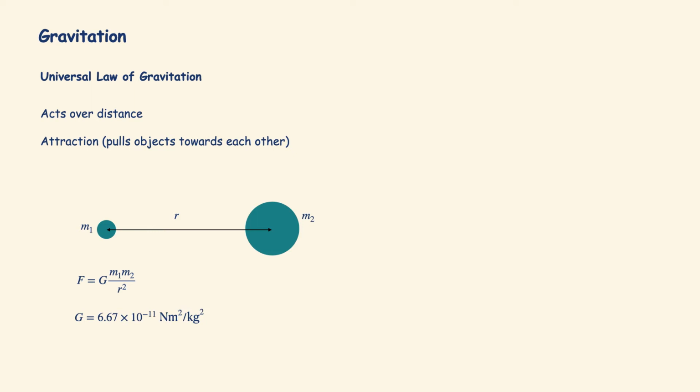The capital G here is the universal gravitational constant, and its value is 6.67 × 10^-11 newton times meter squared divided by kilogram squared. Again, remember the direction of the gravitational force is always inward along the connecting line. Now let's see how that universal law of gravitation plays out on Earth.